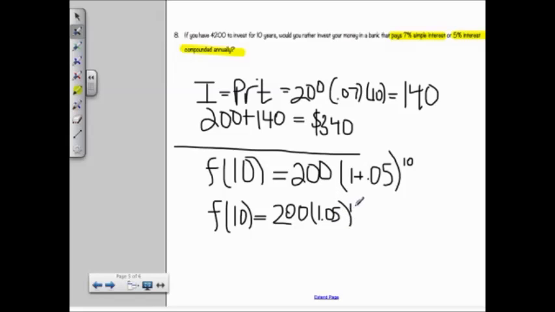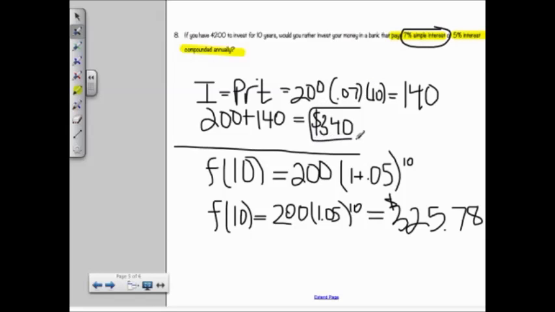Go ahead and figure out what you would get for that. And let's see what you end up being. $325 and 78 cents. Okay, 325.78. So in this example, I would rather have simple interest at 7% for 10 years because this is a higher number. So this is the one that I would prefer.